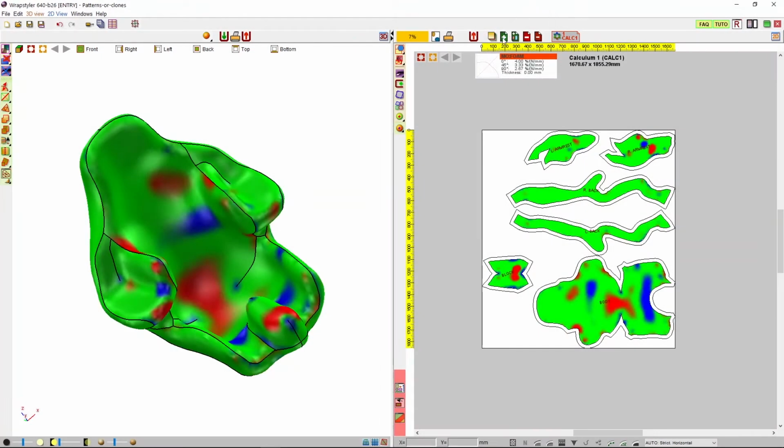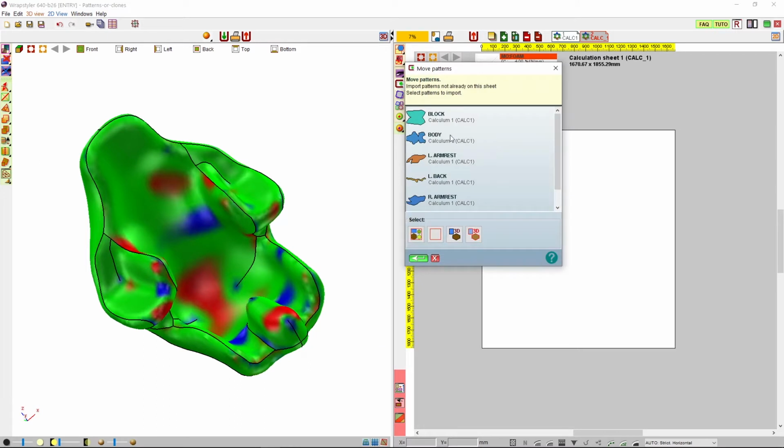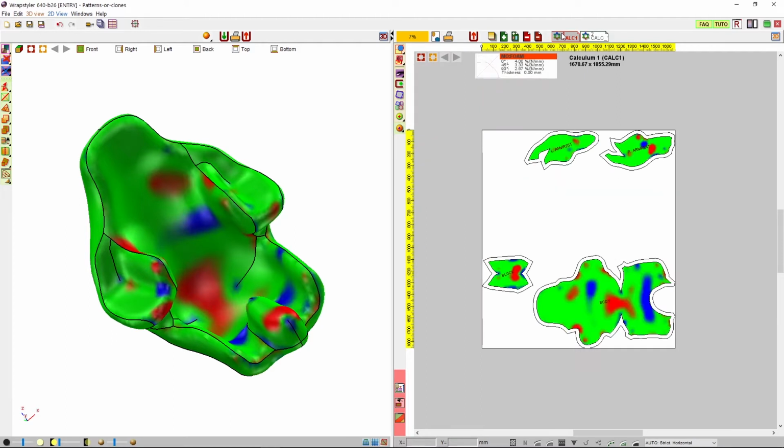Even if the project contains several calculation sheets, a pattern is a unique element and can only appear on one of the sheets. Thus, if you move it from one sheet to another, it will disappear from the first one.